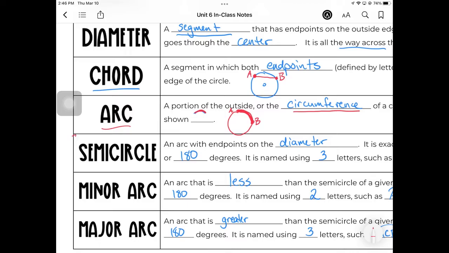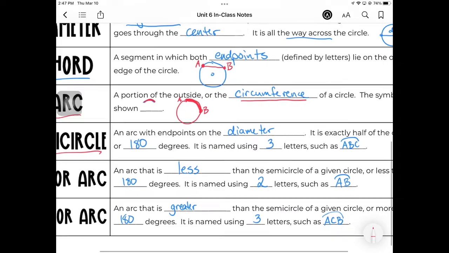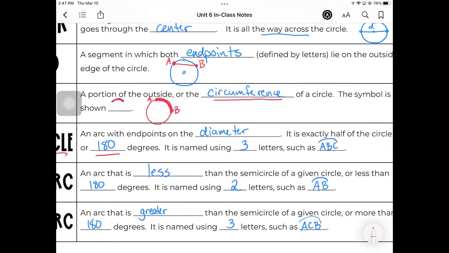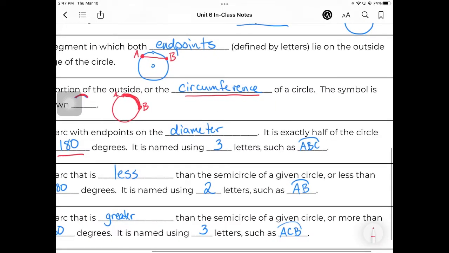And every arc can be classified as either a semicircle, minor arc, or major arc. So let's look at these one at a time. A semicircle is an arc with endpoints on the diameter. It is exactly half of the circle, or 180 degrees, and it is named using 3 letters. So I've given you this example. Arc ABC would be considered a semicircle, and it would look something like this.